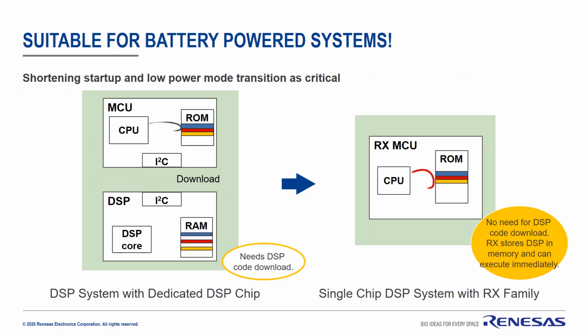In general, DSP-based systems require a DSP code download prior to initialization. Normally, it takes time to download the DSP code before operation can begin. In an RX microcontroller, the DSP code is stored in the on-chip ROM, so DSP functions can be performed immediately after startup.